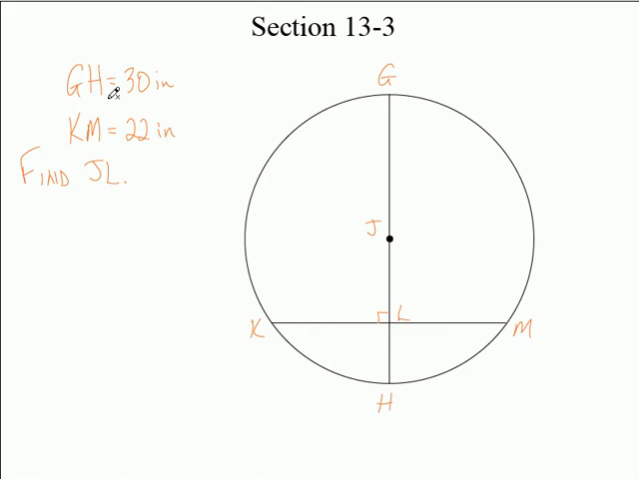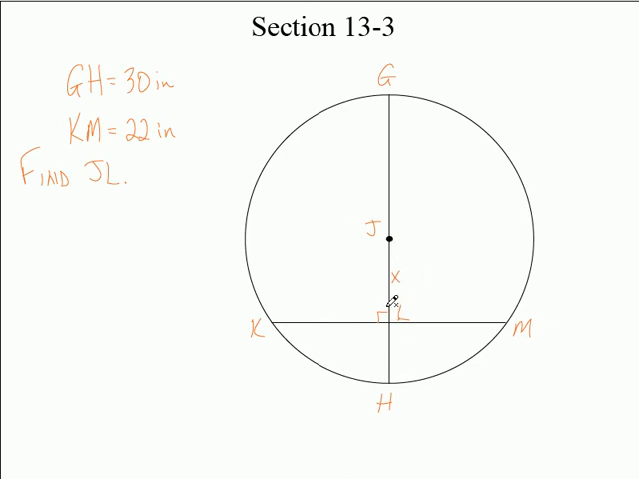It tells you that GH is 30, that would be the diameter. KM, this chord right here, is 22. We want to find JL, this little bit right here, from the center to where those two line segments intersect each other. That's what we're looking for. You could call it anything. We can just call it x for that line segment, so we know what that is. All right, so let's take a look, and we're trying to find this right here.